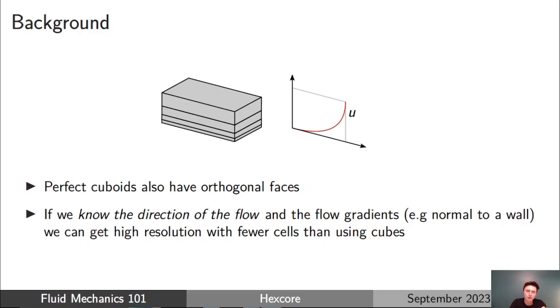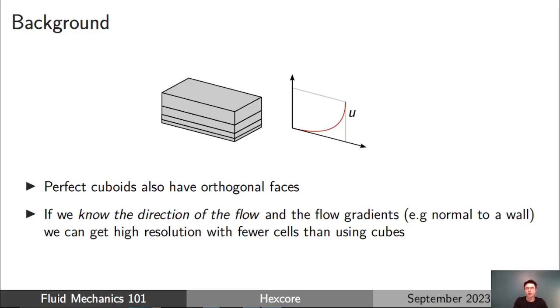And the additional benefit with a perfect cuboid, of course, is that if we know the direction of the flow and we know the direction of the gradients, so for example, very close to the wall in a boundary layer flow, we know that the gradients normal to the wall are much steeper than they are along the wall, then a cuboid can be a more efficient way of filling the space because we can have lots of fine cuboids normal to the wall but stretch them out along the wall, and so we would have fewer cells in our mesh and we would more efficiently fill the space.